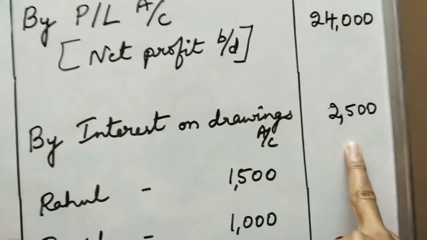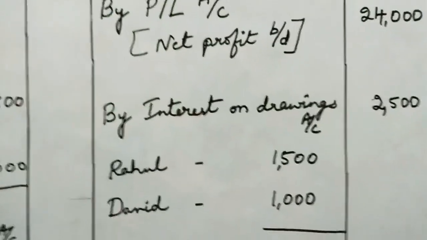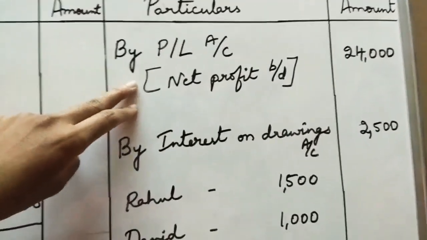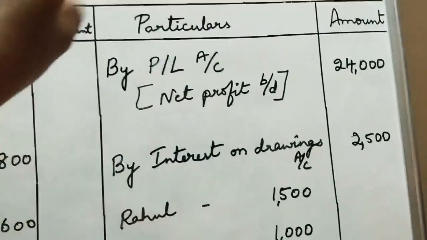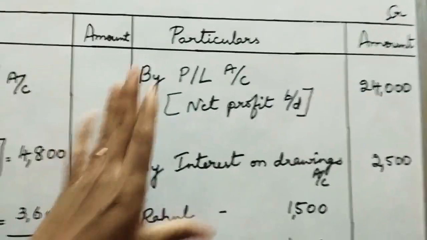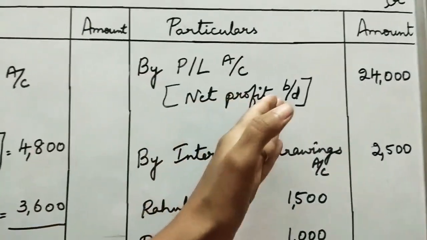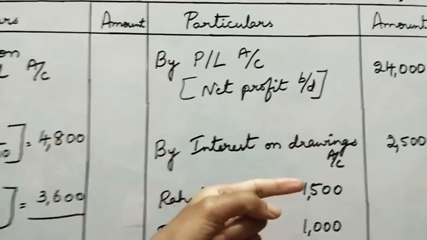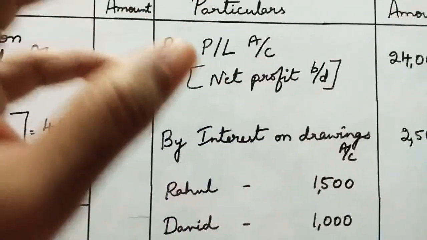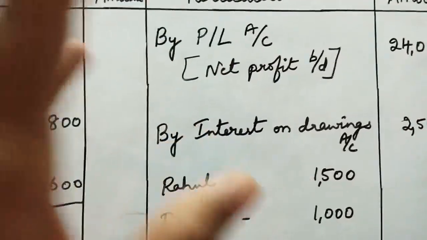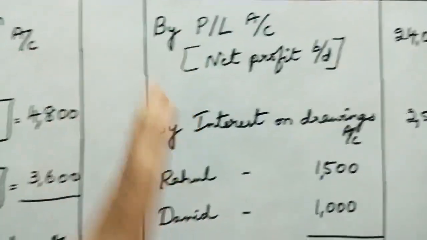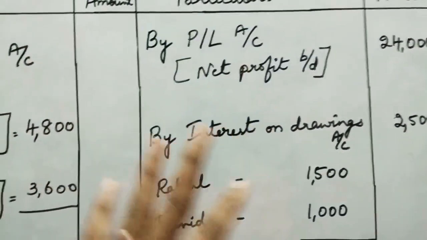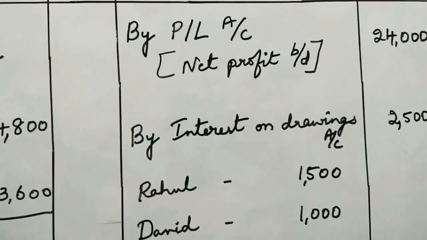So the total amount I get is 2,500. Now, always the two items that you are going to consider on the credit side of profit and loss appropriation are the net profit brought down, which means profit and loss account, and interest on drawings account. So these two. You might have a question, when it is a net loss, what should we do? So let us see such type of question in the next video.